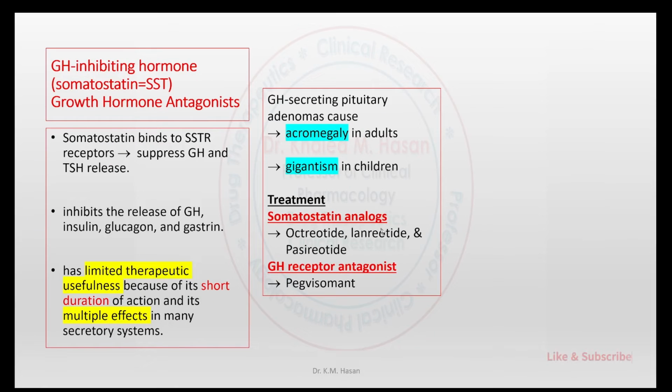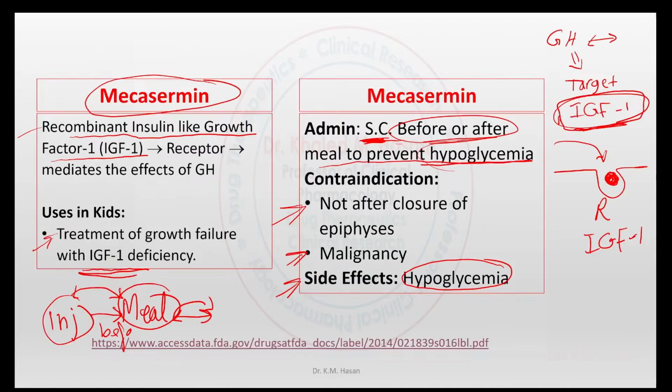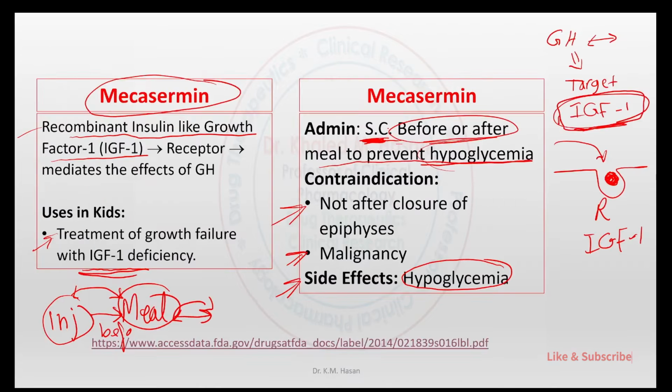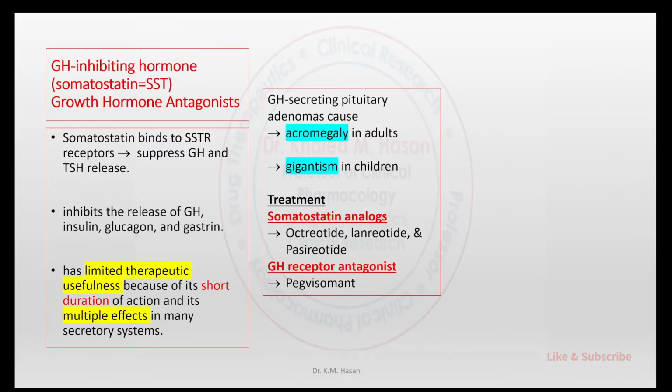The third one here. So what we have here, we have growth hormone. We discussed the first one, growth hormone, somatotropin, and its use. The second one will be Mecasermin. We use it for patients with growth deficiency, growth failure due to IGF deficiency.